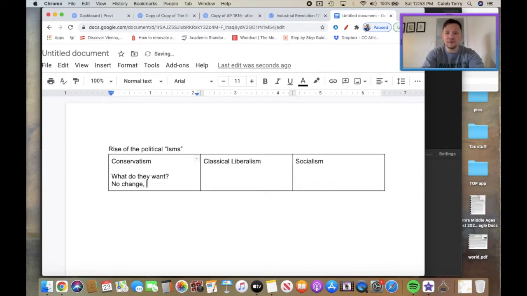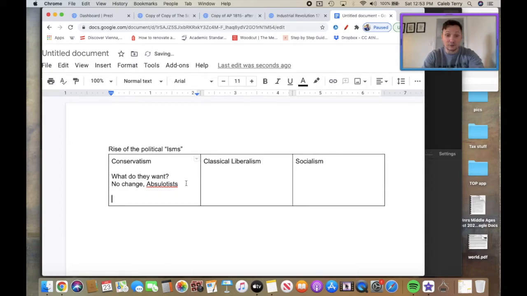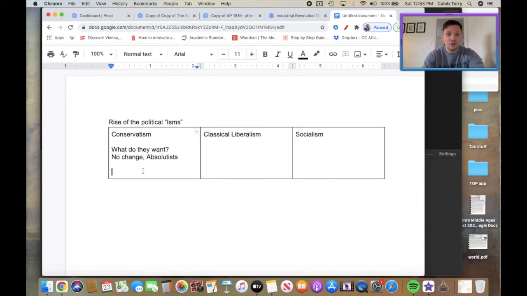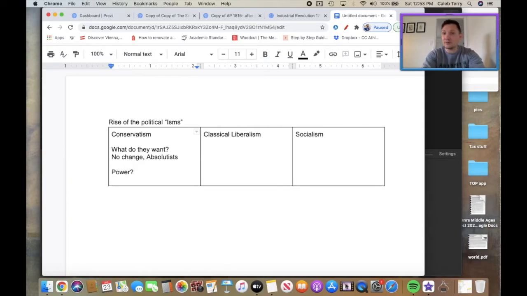They want to refer back to the absolutist era. They want the absolutists, right? So that's who they want to be in power. So that's the big thing also, really quick. Where did absolutists believe power should reside? Within the hands of kings and monarchs, okay?